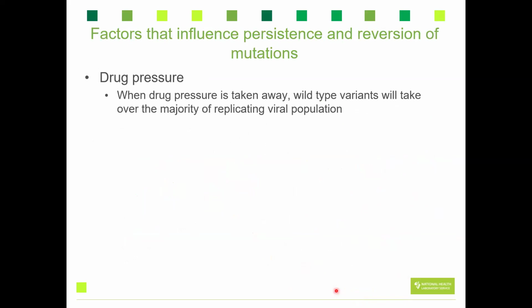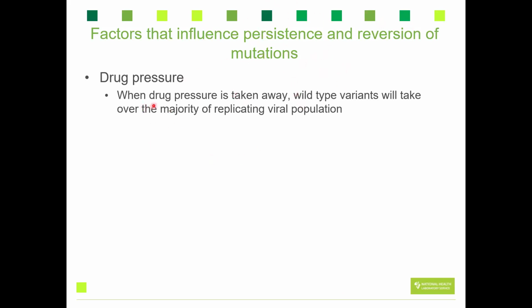So what are the factors that influence persistence and reversion of mutations? So remember, when the virus does replicate, the mistakes that are made are not always wild type to mutant. It can also be mutant back to wild type because it's random changes, right? So obviously drug pressure is a very important point in terms of persistence of mutation.